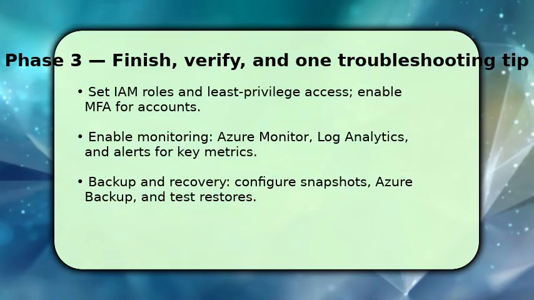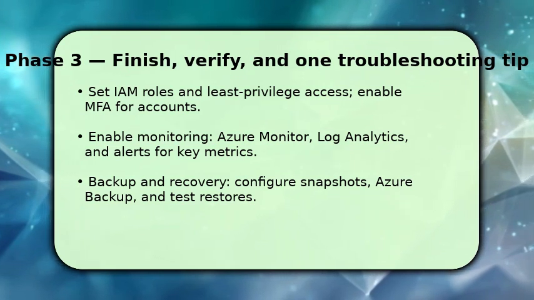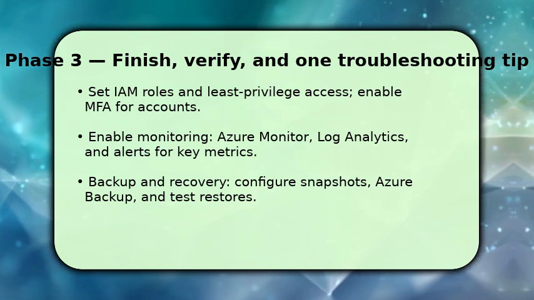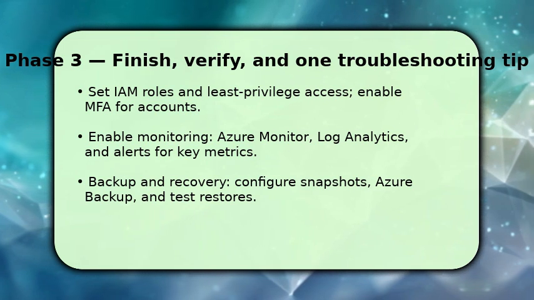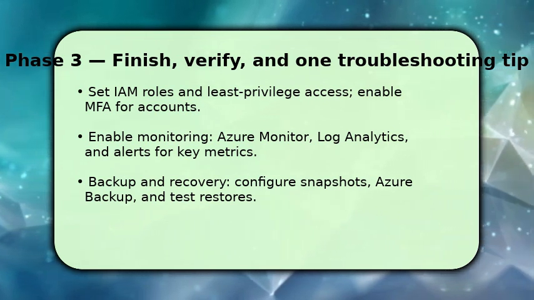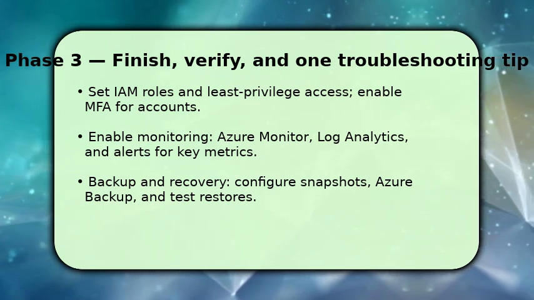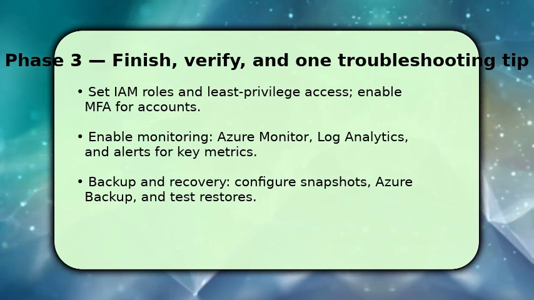You finish by locking down access. Assign least privilege IAM roles, enable multi-factor authentication, and review role assignments. Next, enable monitoring with Azure Monitor and Log Analytics, create alerts for CPU, disk, and failed deployments, and set retention policies. Finally, configure backups: snapshots for disks, Azure Backup for VMs, and test a restore to confirm recovery.